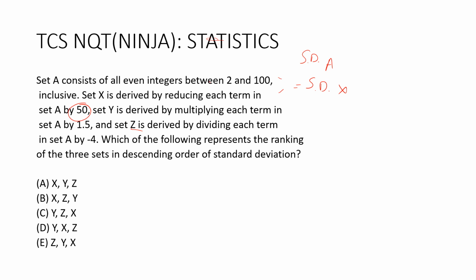Which of the following represents the ranking of the three sets in descending order of standard deviation? Standard deviation would have been highest when it was getting multiplied by 1.5. So for set Y, the standard deviation is going to be max. Then it is going to be set X, where the standard deviation does not change. And then finally, the last one, which is Z, wherein standard deviation got divided by 4. This is my original standard deviation. This was 1.5 times the standard deviation, which was Y. And this was standard deviation divided by 4.